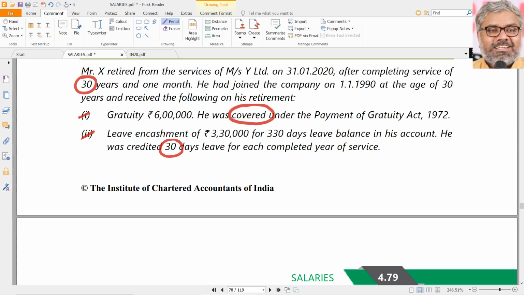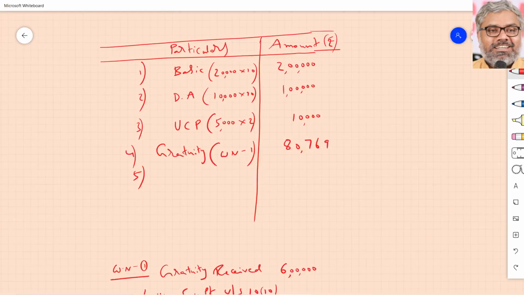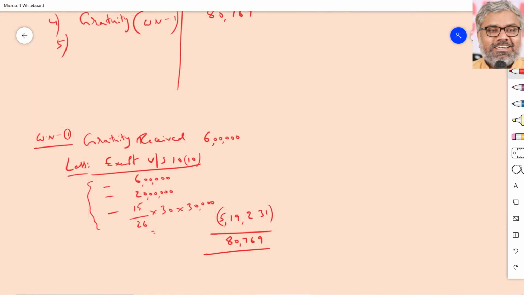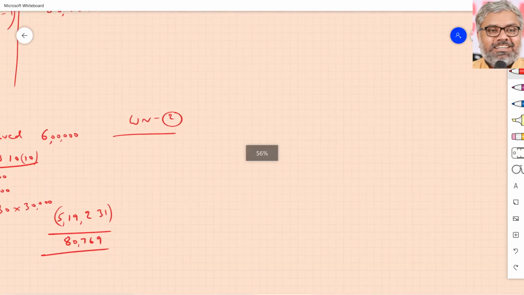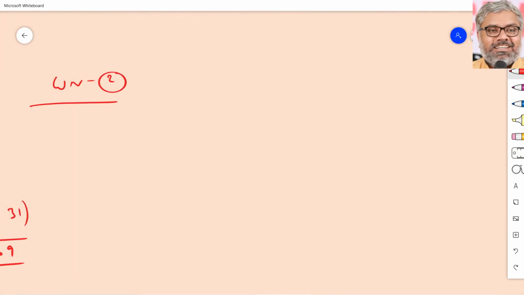But still it doesn't matter. Already whatever the number of days of leave is there at his credit, it is in line with the Income Tax Act only. So all that we need to do is calculate the exemption and find out how much is the leave salary taxable. So say working notes 2. Working notes 2, leave salary received. Received is how much? 3,30,000 rupees. Fine. Deduct.